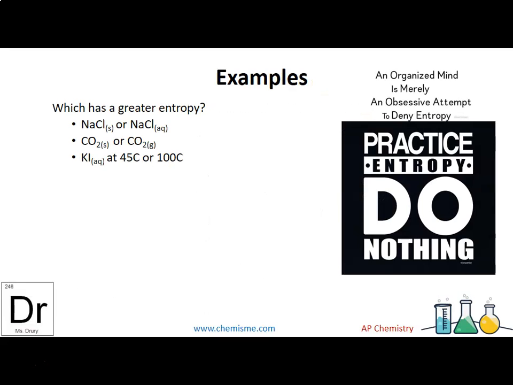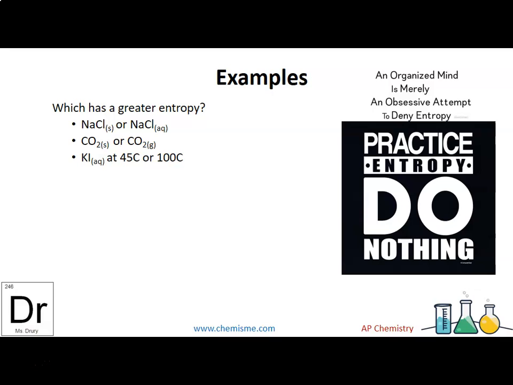Here's some examples. Which has a greater entropy, salt solid or salt aqueous? I hope you pick aqueous because that means there's also water. That means you have two particles which will have more different ways that it can arrange. CO2 solid versus CO2 gas. I hope you pick CO2 gas because gases have more entropy in general, and the fact that they are constantly spreading out and reshuffling, whereas solids are very organized. They are in a geometric pattern.